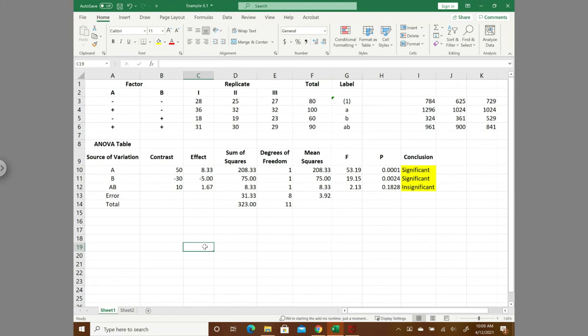So that's it for this video. We have taken the simplest case in 2 raised to k factorial designs, which is basically 2 raised to 2, two factors each at two levels. We have discussed a problem. We discussed the theory of that, and then we actually solved the problem using Excel. So with this, you should be able to solve any problems at least for the 2 raised to 2 case. So the video is getting longer. I will stop here. Thank you.